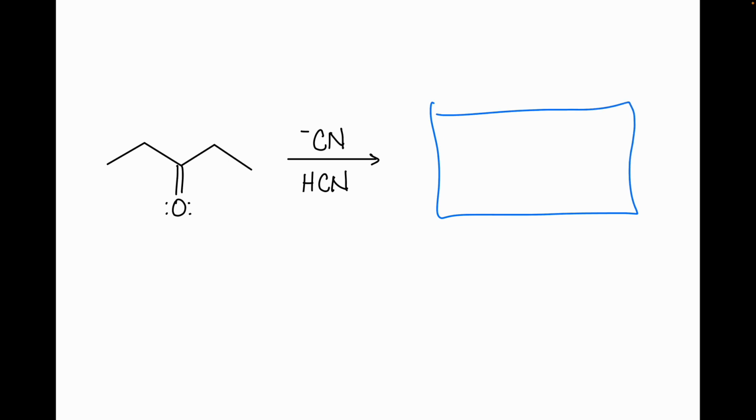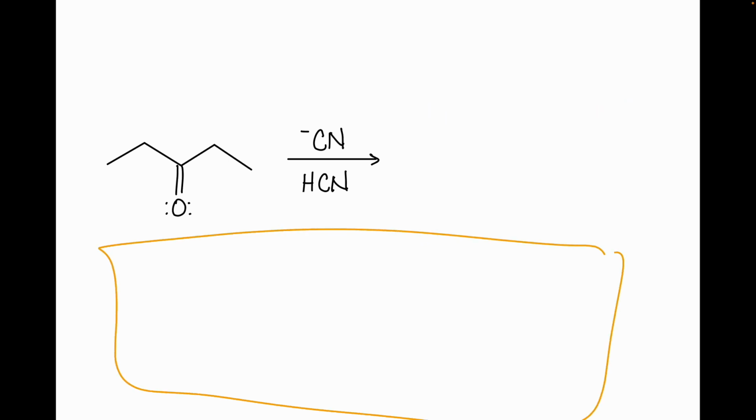Let's take 3-pentanone. We're going to react that with some cyanide ions. And we're going to use hydrogen cyanide as our proton donor. All right, I want you to take a second, see if you can first give me the product of this reaction, and then give me the full mechanism of this reaction as well.